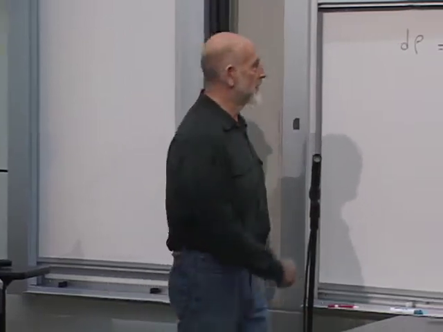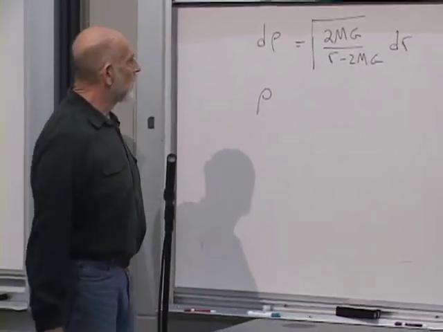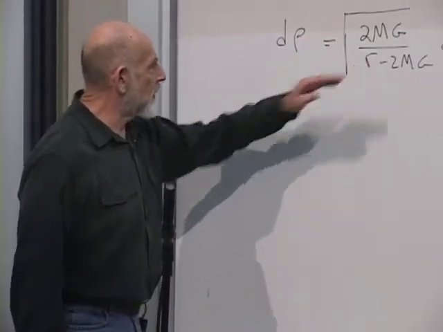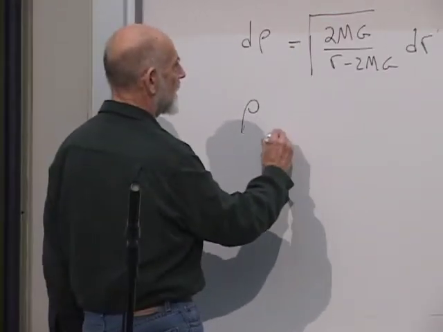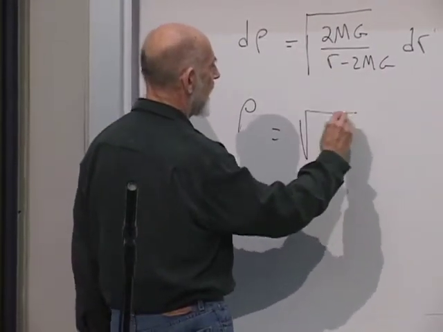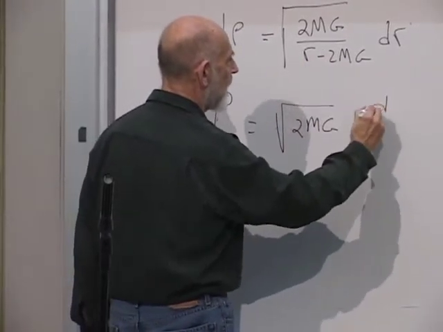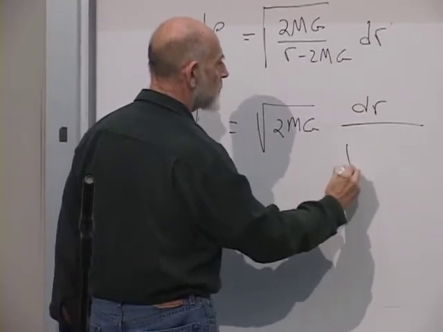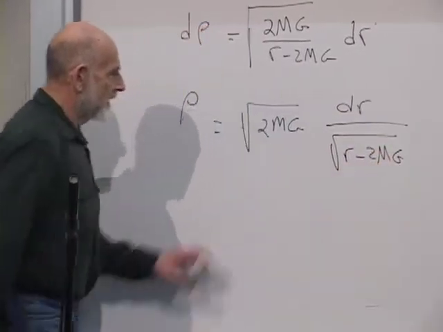Rho. What do we get on the right-hand side? That's a little harder, huh? Not too much harder. Let's take out the factor 2mg. And now this becomes dr over square root of r minus 2mg. This piece is just a constant.